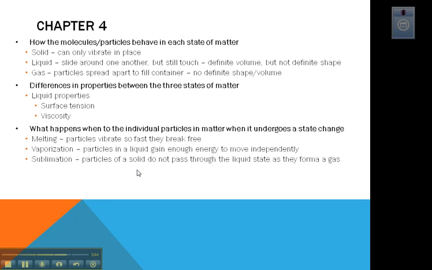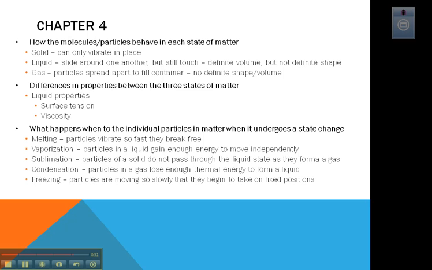Sublimation. That's when they're going to go from a solid to a gas. So they're flipping right across. Make sure you ignore the typo here. Condensation. Particles in a gas lose enough thermal energy to form a liquid. So now condensation, we're going from gas to a liquid. We looked at that. That's what formed on the outside of those cups that we put in that vaporization chamber.